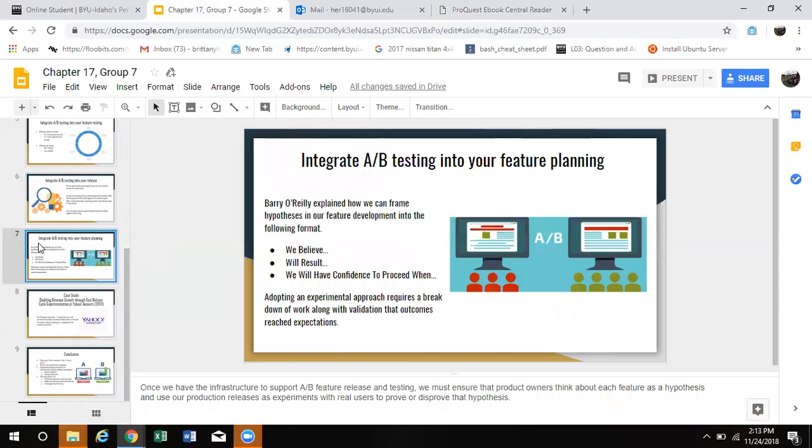All right, so integrate A/B testing into your feature planning. Once we have the infrastructure to support A/B feature release and testing, we must ensure that product owners think about each feature as a hypothesis and use our production release as experiments with real users to prove or disprove that hypothesis. Barry O'Reilly explained how we can frame hypotheses as: we believe this will result in this, and we will have confidence to proceed when we see this signal.